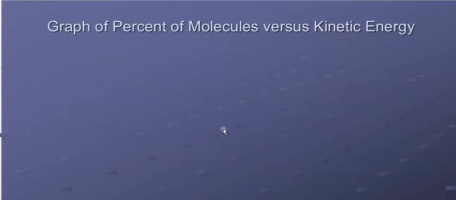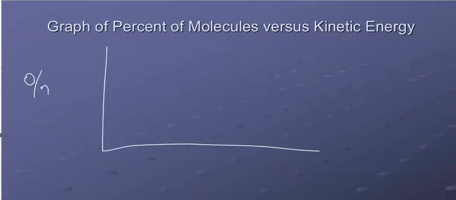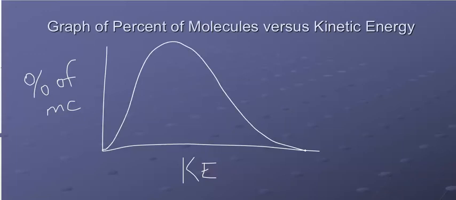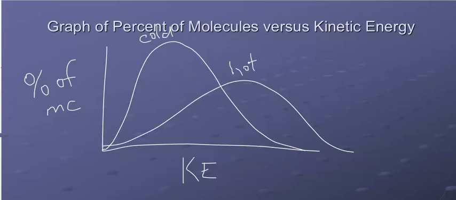Let's look at a graph of percent of molecules versus kinetic energy. So we have percent of molecules over here. We have kinetic energy on the x-axis. We'll do a cold temperature, and we'll do a warmer temperature. So here's my cold temp up here, graph. Here's my hot temp down here. Okay, let's look at the cold graph first.